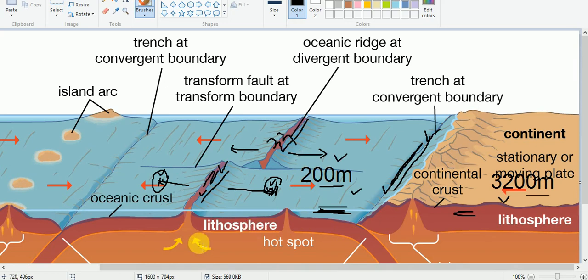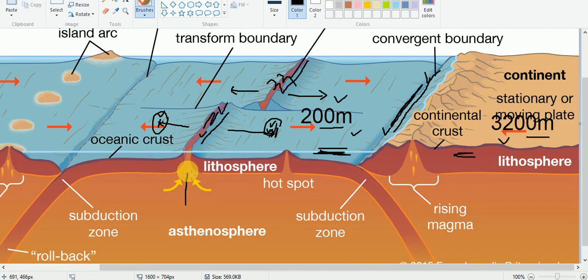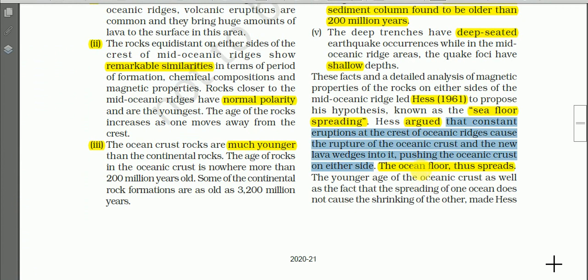Here we have continuous eruption along these mid-oceanic ridges. Magma is rising continuously from the asthenosphere, that is, from the upper mantle portion, and there is continuous volcanic eruption on the crest of these oceanic ridges. Since the lava wedges in, the oceanic lithosphere is forced to move away, forced to spread in different directions.